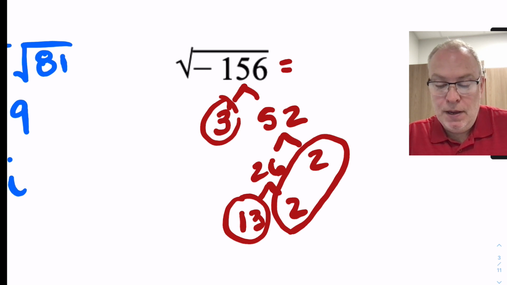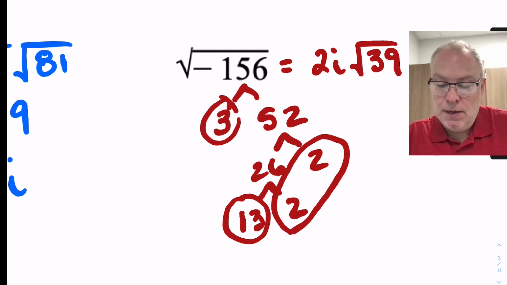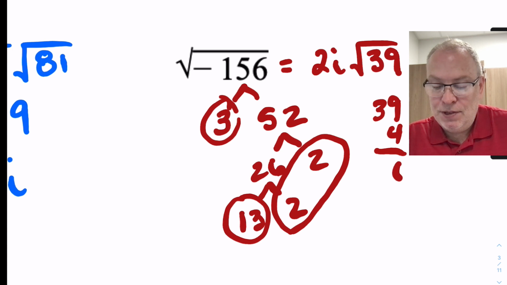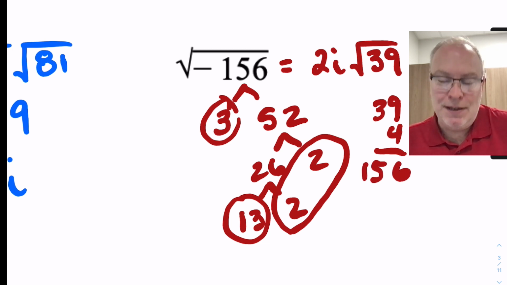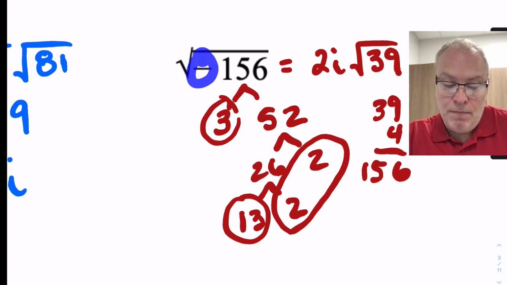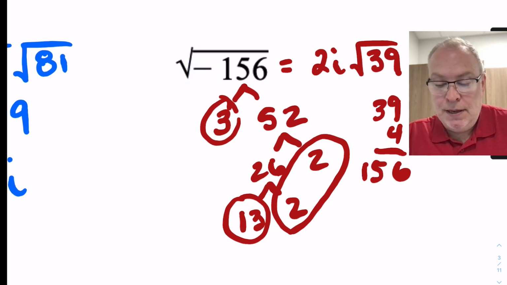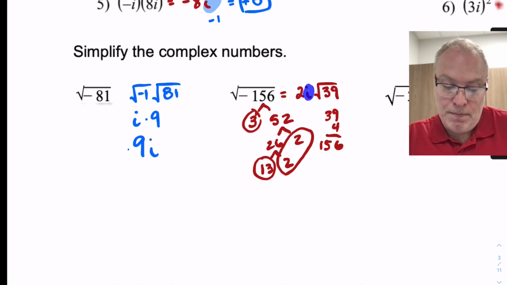So this would be 2i radical 39. Again, let me check this. So 39 times 4 is 6, carry the 3, 156. So I did do that arithmetic correctly in my head here. So that 39 does not have a perfect square in it. Okay, so there's nothing else that can come out. The minus sign here is reflected in having this i on the outside.